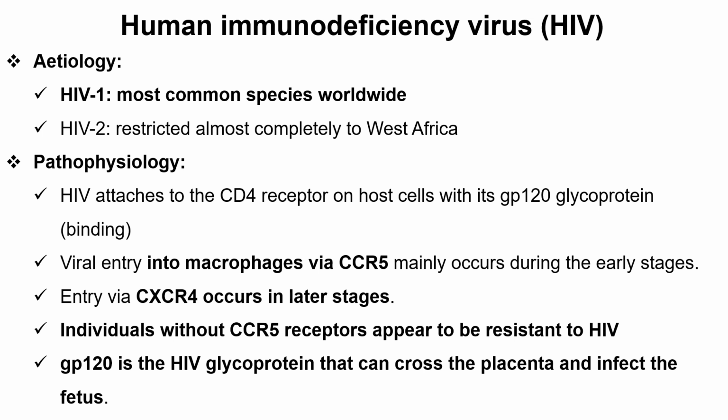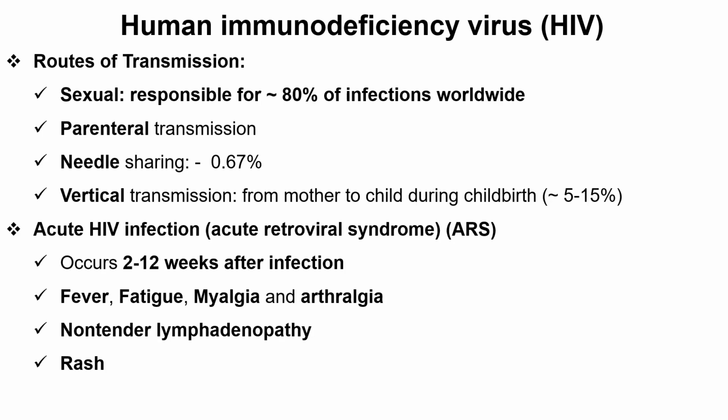A few words about pathophysiology, where HIV attaches to the CD4 receptor on host cells with its GP120 glycoprotein binding site. The viral entry into macrophages occurs via CCR5 during the early stages, whereas CXCR4 receptors are responsible for the transmission of virus in later stages. Individuals without CCR5 receptor appear to be resistant to HIV. Glycoprotein 120 is the HIV glycoprotein that can cross the placenta and infect the fetus.